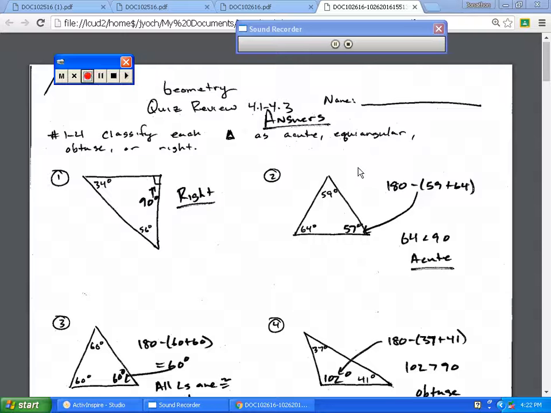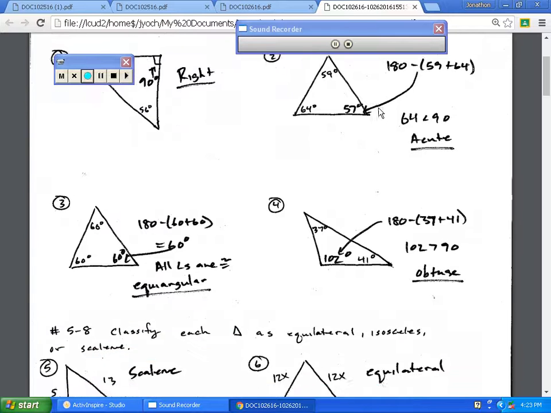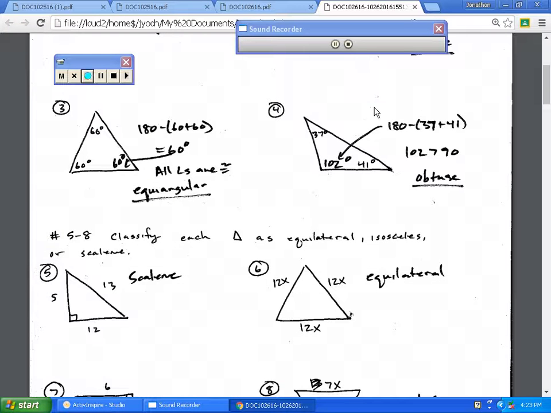Alright, classify each triangle as acute, equiangular, obtuse, or right. Folks, number 1 is a right triangle because it has a right angle. Number 2 is acute because every single angle is less than 90 degrees. Number 3, again, you're going to have to add the two angles and subtract from 180 to find the missing angle. Number 3 has 60-degree angles, so it's equilateral, it's equiangular as well. 102 degrees is the missing angle in 4, so that makes this triangle obtuse.